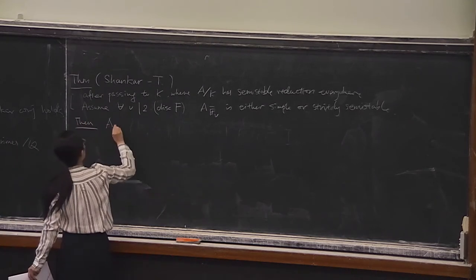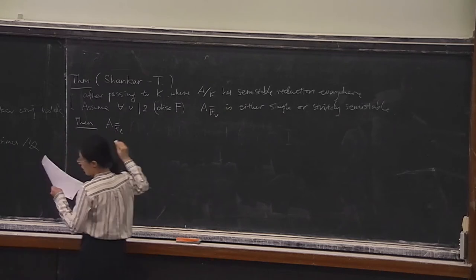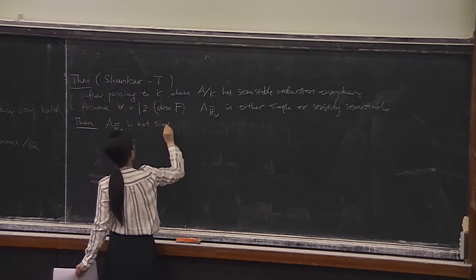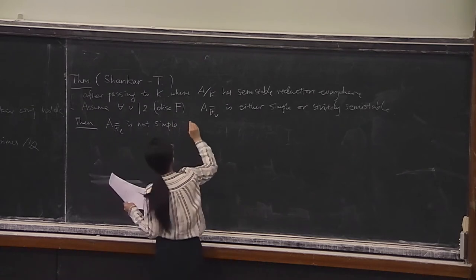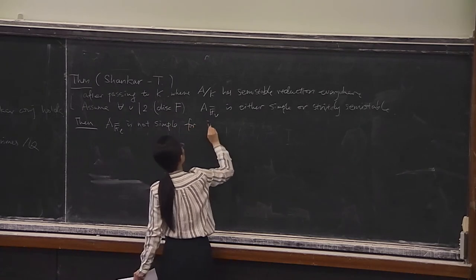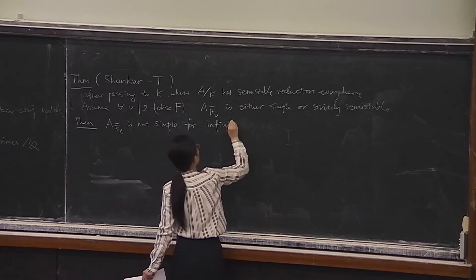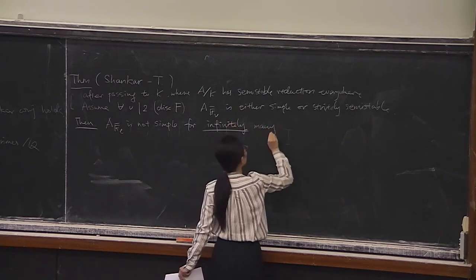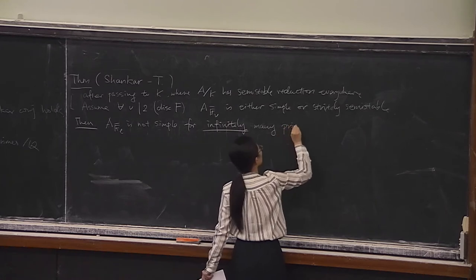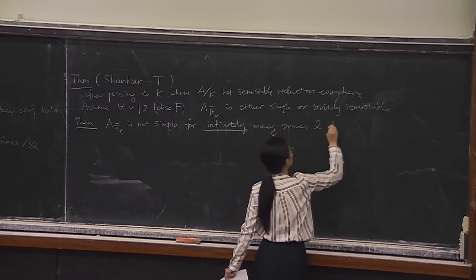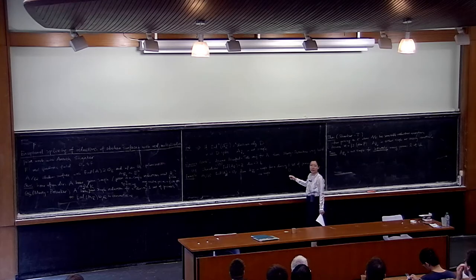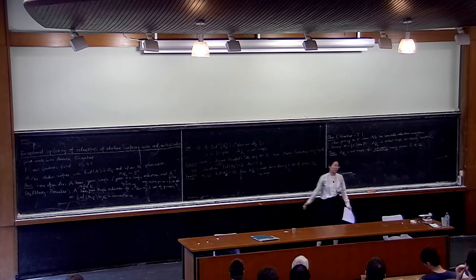So A mod L is not simple for infinitely many primes L of Q. So we say actually this density zero set is not a finite set, it's an infinite set.